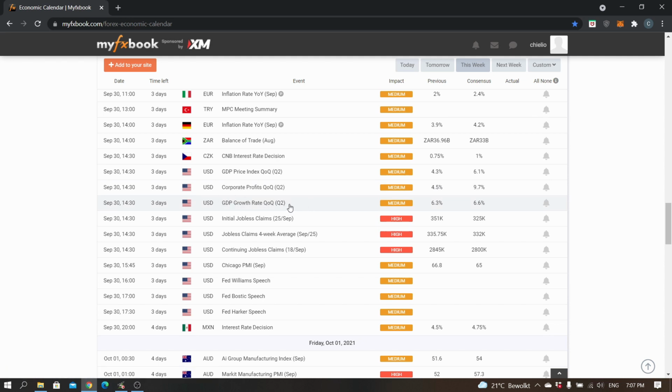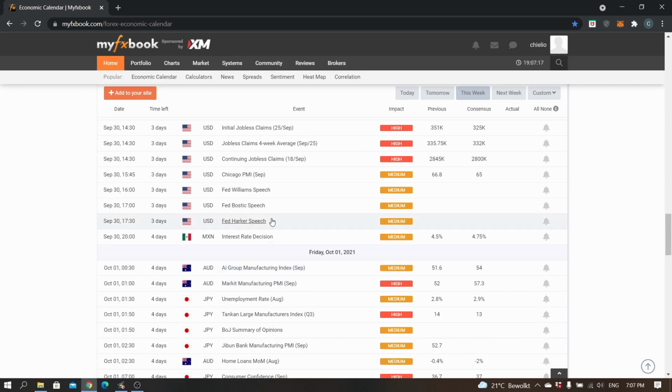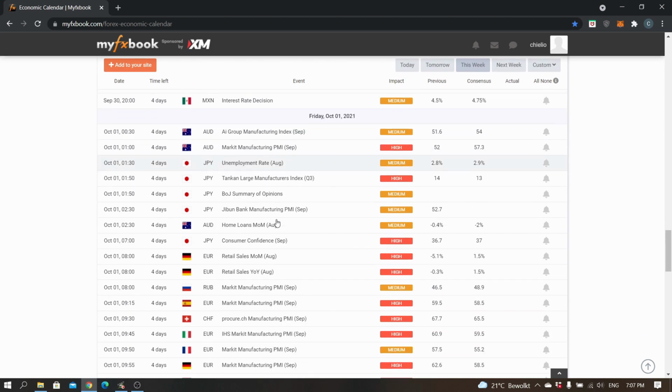It's always important to look at that. These speeches are less important than the other speeches. And then Friday, unemployment rate, very important.